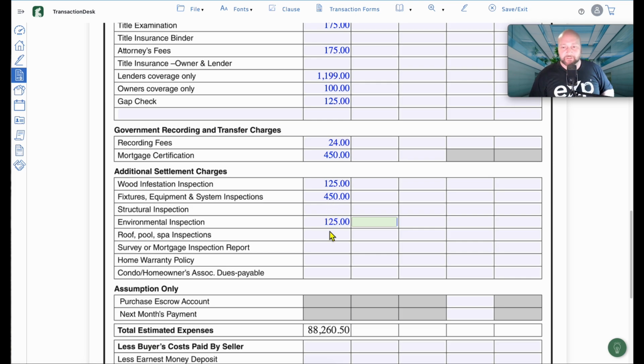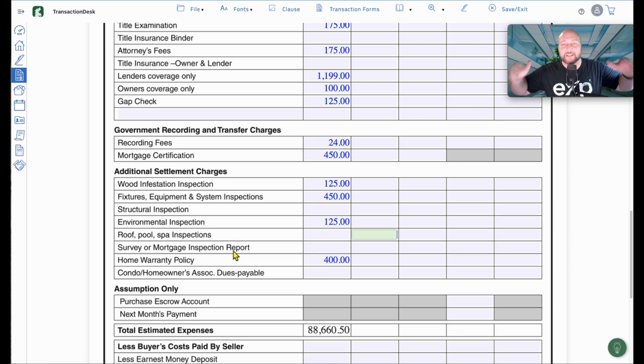So get that sewer scope, guys. And if you're splitting a home warranty with the seller, let's say you're buying an $800 home warranty and you're splitting it 50-50 with the seller, you put $400 right here for the home warranty, $400 for the warranty right there. And then up here, a mortgage inspection report.